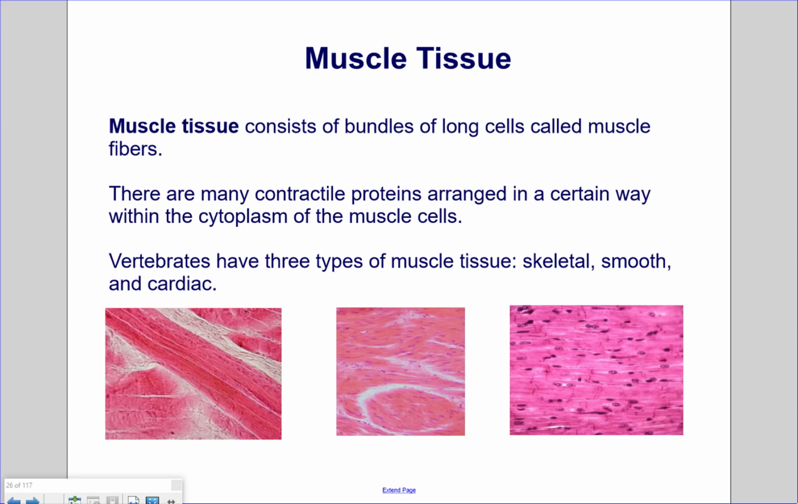Muscle tissue. Muscle tissue consists of bundles of long cells called muscle fibers. With the exception of nerve cells, these are some of the longest cells in the body. Some of them will run the length of an entire muscle. So the sartorius muscle in the thigh is almost 2 feet long. Muscle fibers within that muscle may be about that long as well. There are many contractile proteins arranged in a certain way within the cytoplasm of the muscle cells. Vertebrates have 3 types of muscle tissue: skeletal, smooth, and cardiac. A little point of trivia here: muscle is named after the mouse, mus musculus.